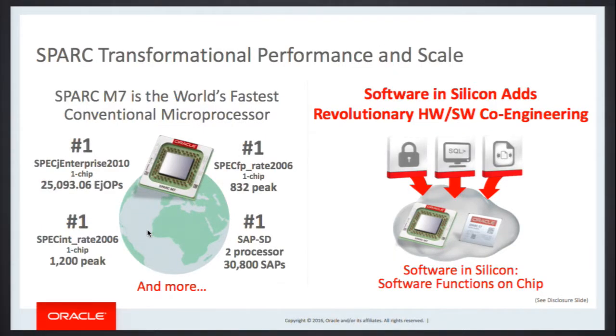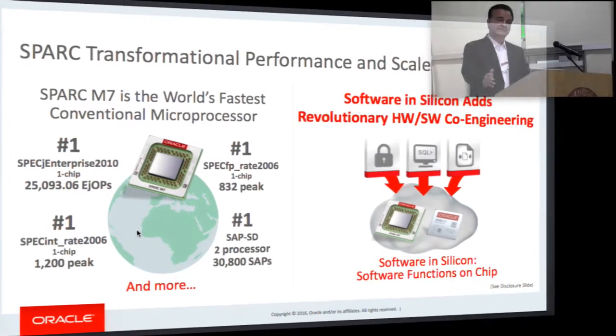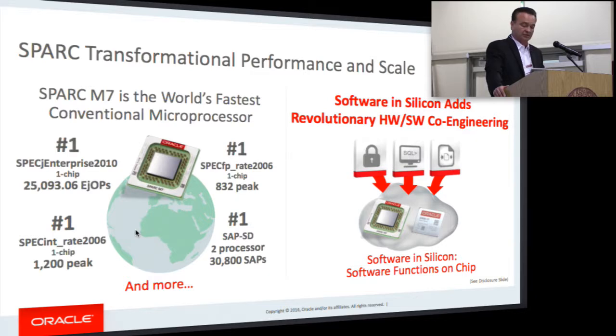Specifically, it is the world's fastest conventional microprocessor. This was introduced in 2015. It holds a number of world records, CPU intensive throughput, Java, database, ERP. What I'm going to focus on, though, is the left-hand side of this slide, which is on top of that, what we brought by working together, with hardware-software co-engineering with our database and our Java teams.